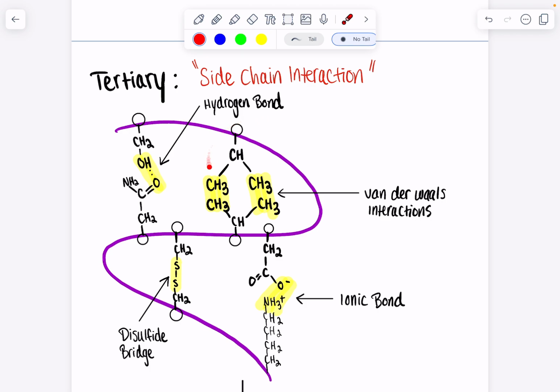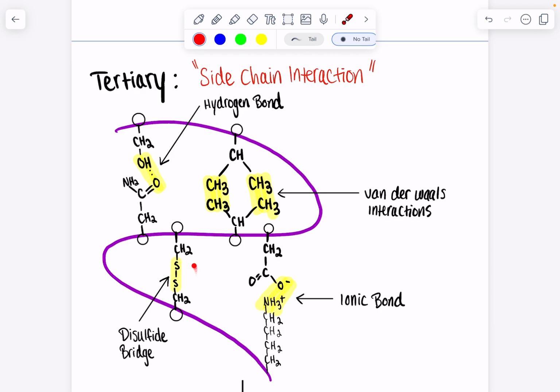We have an amino acid here. The methyl groups are interacting with the methyl groups of another amino acid, the same amino acid here. In this case, this is called a van der Waals interaction, where nonpolar groups are interacting with one another, causing attraction. We have an ionic bond between two amino acids here, where the negative and the positive side chains are attracted together through an electrostatic attraction.